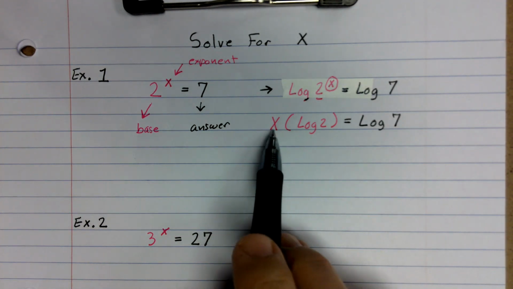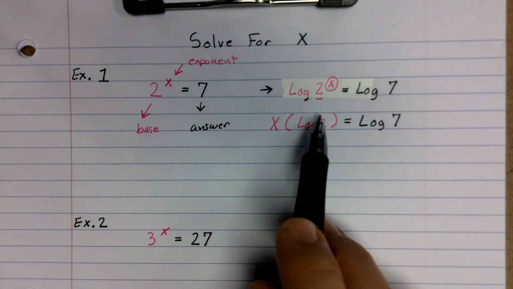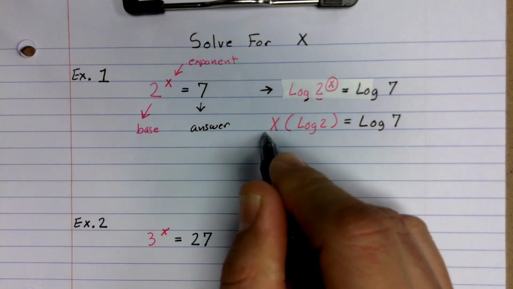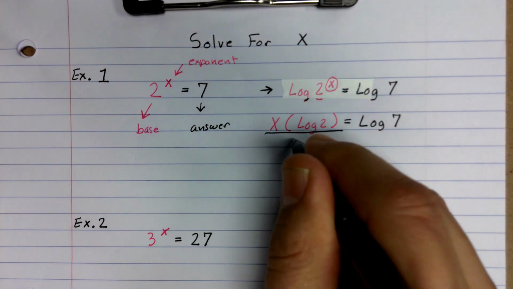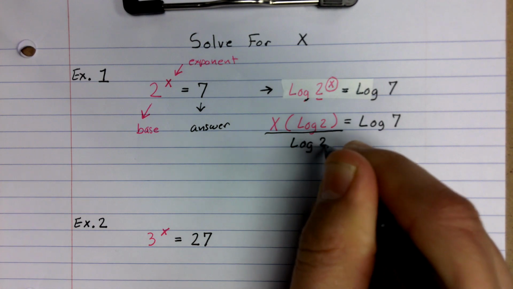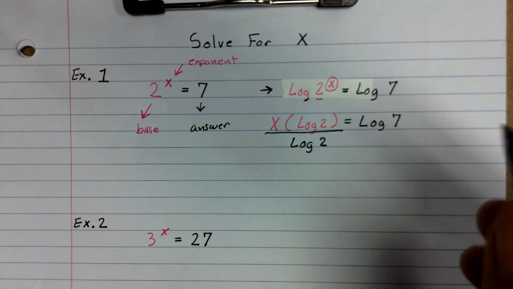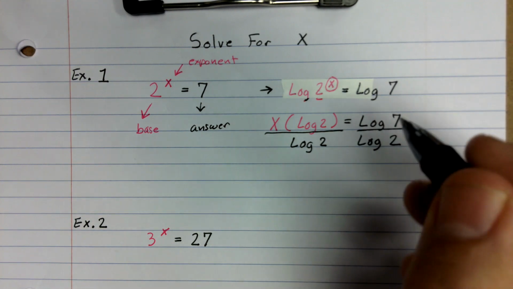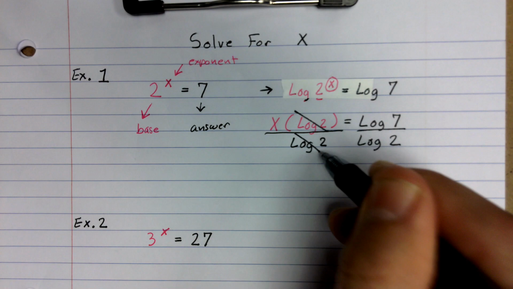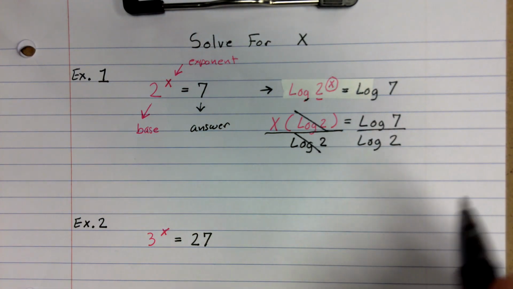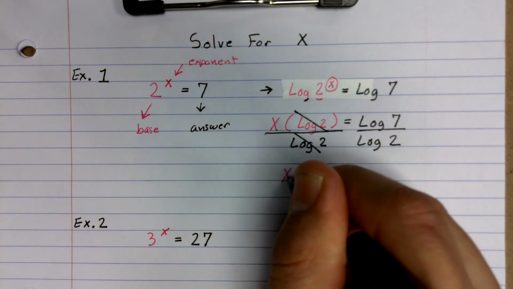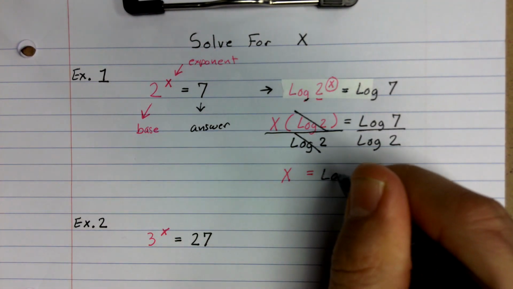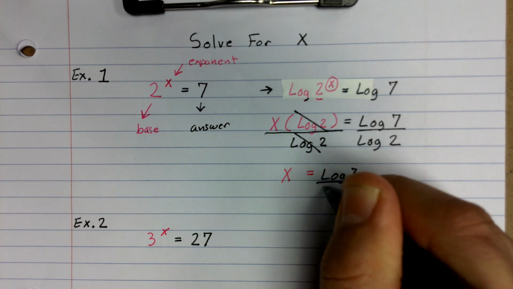And once we get here, notice this is just x being multiplied to the log. Now what we can do from this point is, again, use inverse operations, and divide out just the log 2. Now if I divide it on the left side, I have to divide it on the right. So I'm going to do the same thing, divide it by log 2. So now on the left side, this log of 2 cancels out, and all I'm left with is just x is equal to log of 7 divided by log of 2.